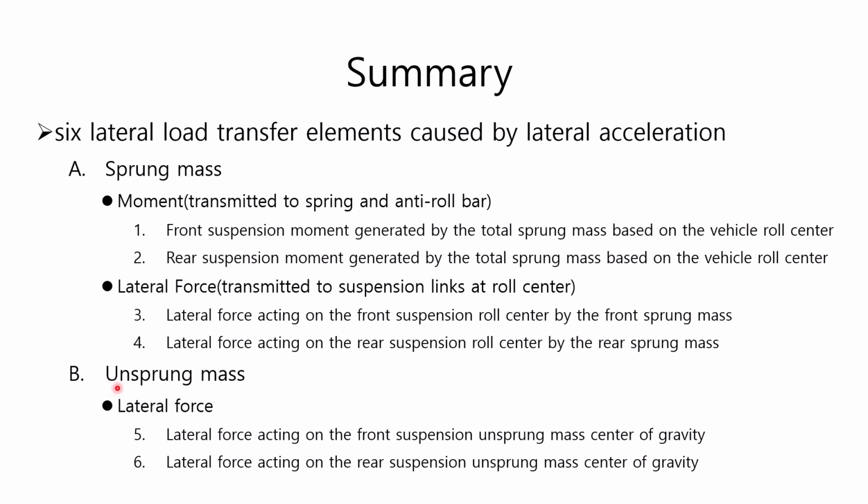Since the unsprung mass is not related to the roll center, no moment is generated about the roll center. The force generated by the unsprung mass can be divided into the lateral force acting on the front suspension unsprung mass center of gravity and the lateral force acting on the rear suspension unsprung mass center of gravity.